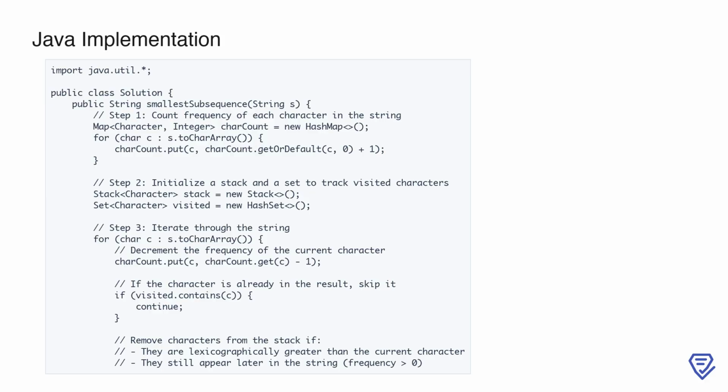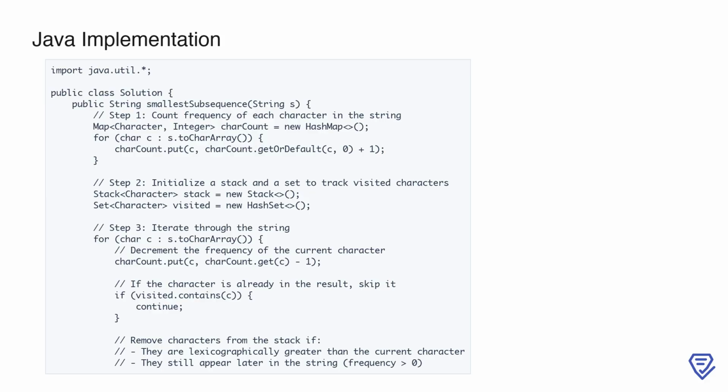Here, we start by defining the smallestSubsequence method, which takes a string S as input. The first step is to count the frequency of each character in the string. To accomplish this, we use a hash map called charCount, where each character is stored as a key, and its frequency as the value. We populate this map by iterating through the string and updating the counts using the getOrDefault method. Next, we initialize a stack to help construct the result and a hash set called visited to keep track of characters that are already part of the result.